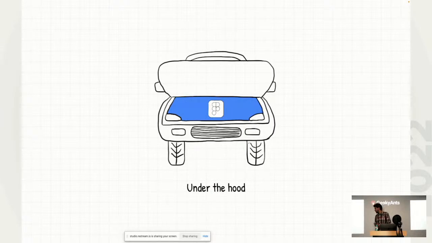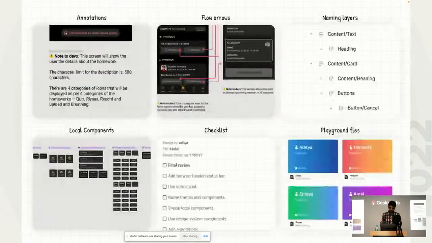Now let's take a look under the hood. What I mean by that is what kind of things can you do inside Figma which will help you do the same in a more efficient manner. So one of the things that we tried out on Figma was practices like adding annotations, adding flow arrows, naming layers, local components, checklists, and playground files. I'll go into detail on each of them.